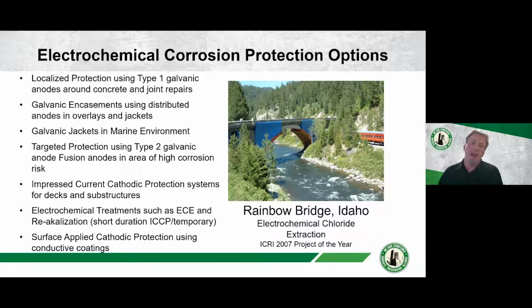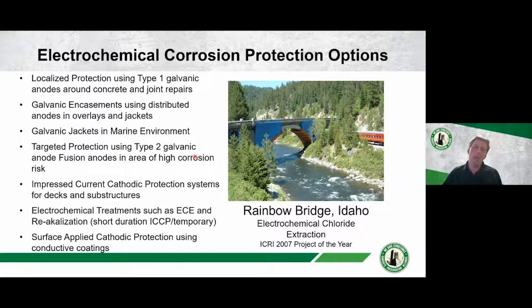So we've got a number of different options when we've got corrosion going on in a bridge structure. This is a bridge that was the 2007 ICRI Project of the Year in Idaho. It's a spandrel arch bridge, and they used a number of different strategies to mitigate the corrosion in this structure. They used a discrete galvanic anode in concrete and joint repairs. They used galvanic encasements with distributed anodes and overlays and jackets. Galvanic jackets in the marine environment, or what was in the water, to protect that.